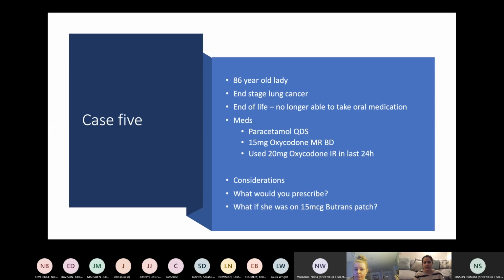And then the only thing to consider with this is what happens if they were on a 15 microgram Butrans patch. Well, actually, you would just keep it there and keep it on. But if you were finding that they were needing an additional 20 milligrams every day on top of that of oxycodone immediate release, then you could add in an oxycodone driver, but just keep the Butrans patch there. And it just avoids you going up on really high doses on the syringe driver.